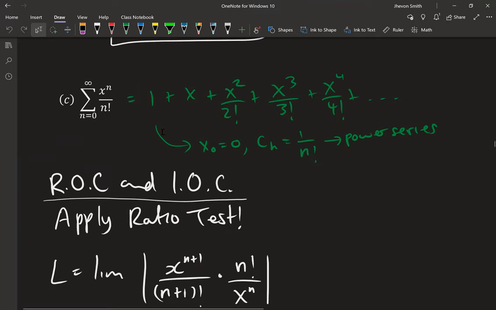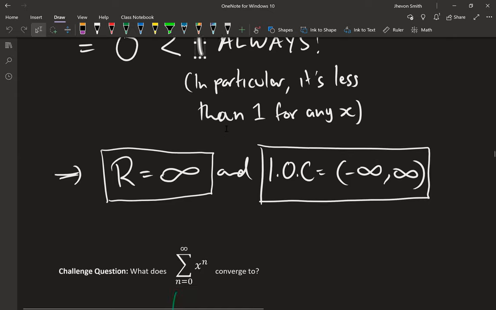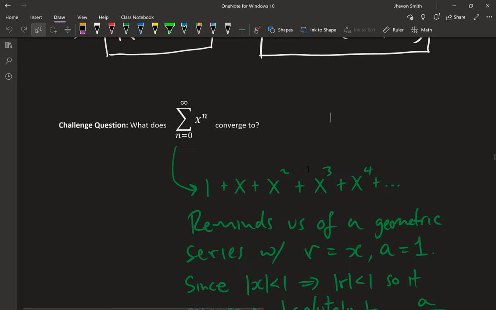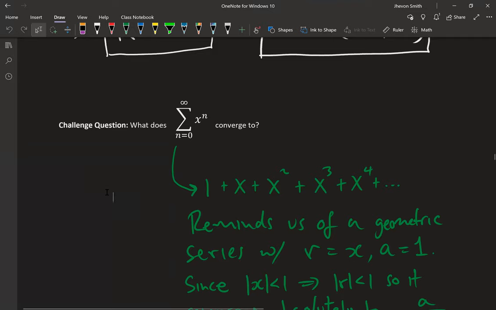We did an example where the limit actually went to 0, which is always less than 1, which means that it converges all the time. And this is an example that converges on the entire real line. Then we looked at this guy, the series n goes from 0 to infinity of x to the n. And I asked, what does that converge to?